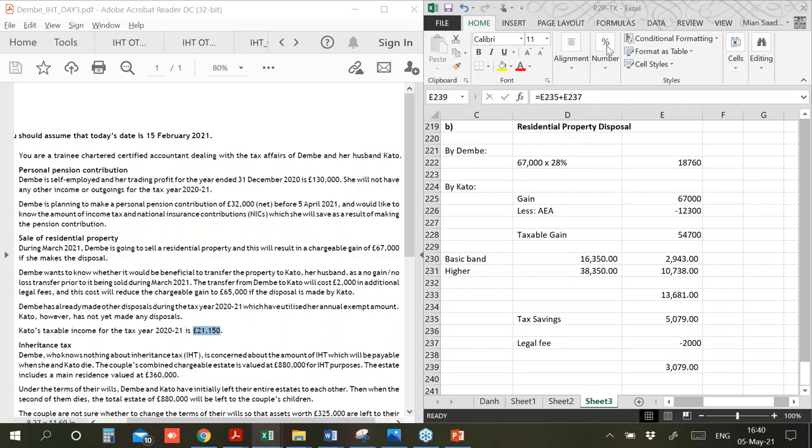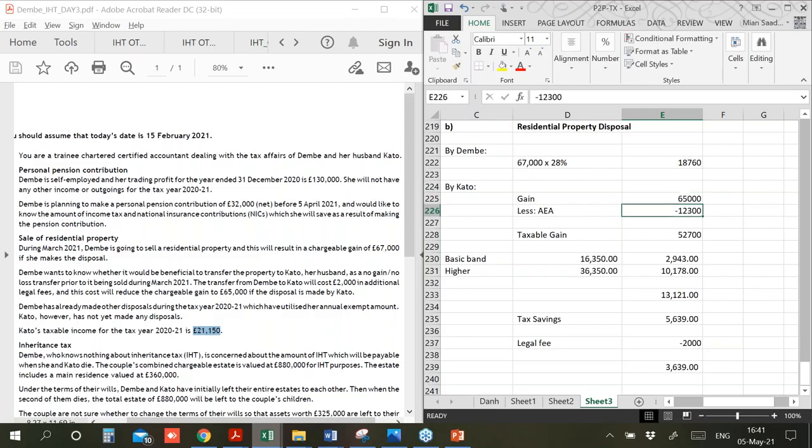So for Cato, the cost would have been 69,000 rather than 67,000. So what you can do is you can either increase the cost or you can reduce the gain by 2,000. I can reduce the gain by 2,000 because if you increase the cost, the gain is reduced by the same amount.